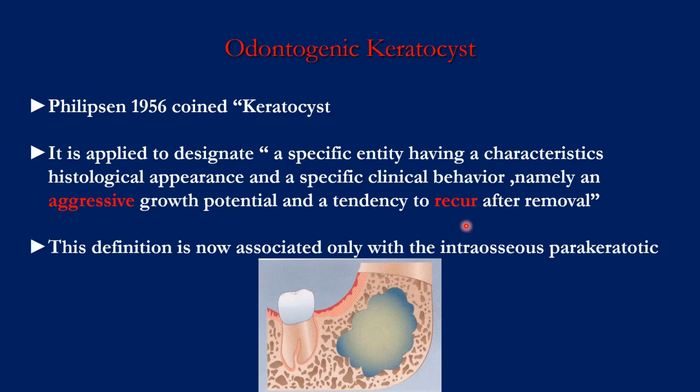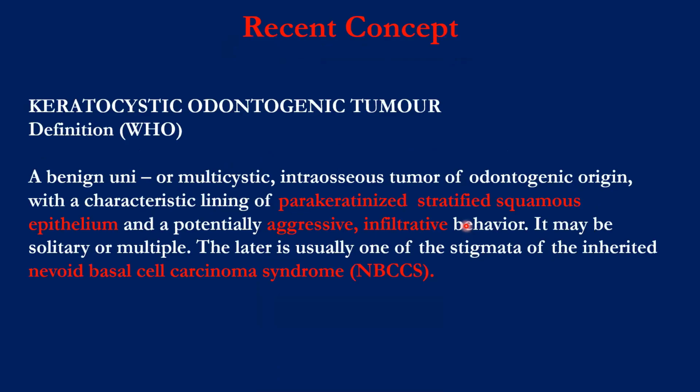Even WHO came up with a definition which we are going to discuss now, and according to WHO, they actually consider the parakeratinized odontogenic keratocyst as a keratocystic odontogenic tumor. It is not considered as a cyst, but because of its very aggressive nature, it is more considered as a tumor. And the definition given by the World Health Organization is that it is a benign tumor, still benign, just very aggressive. It's not malignant. Do not get confused.